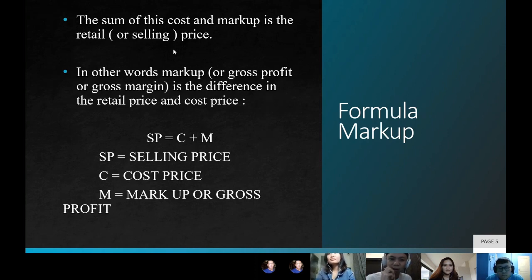The sum of the cost and markup is the retail or selling price. In other words, markup is the gross profit or gross margin, the difference between the retail price and the cost price. We can see on the slide: SP is selling price, C is cost price, and M is markup or gross margin. So SP equals C plus M.